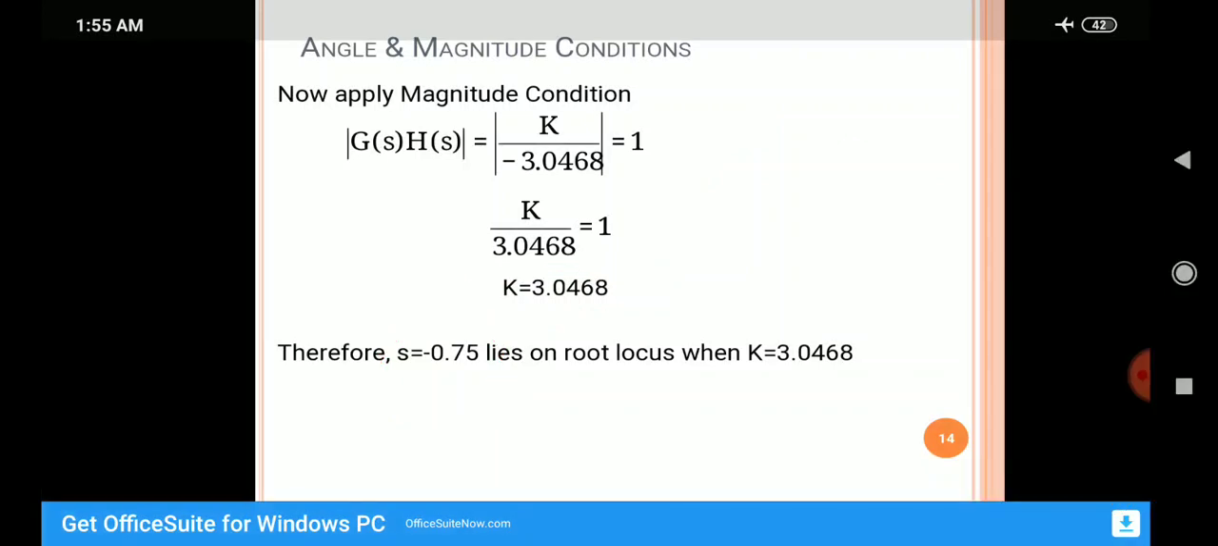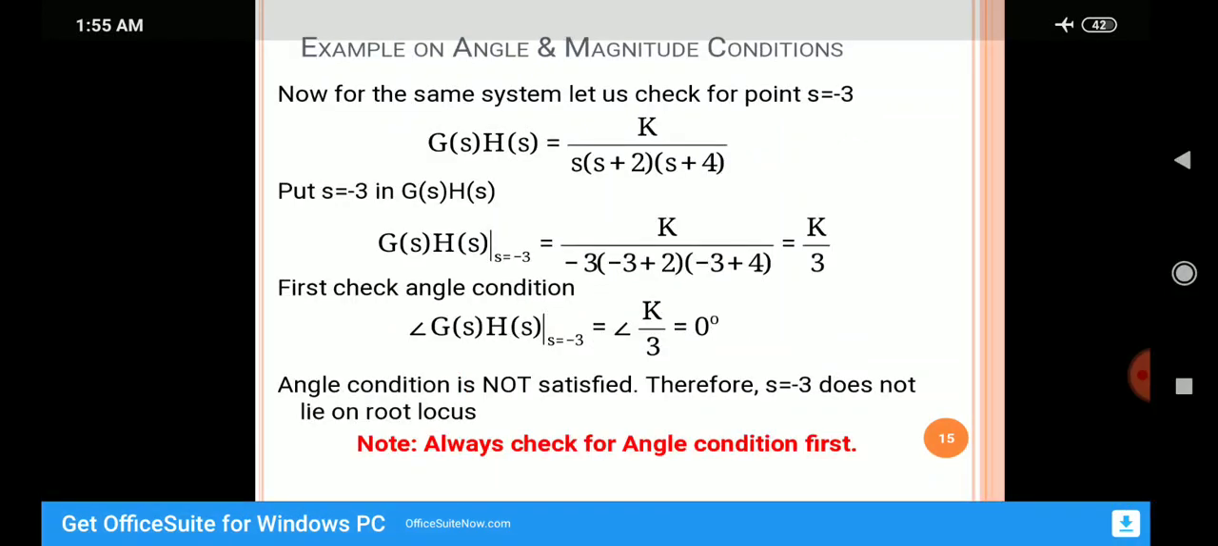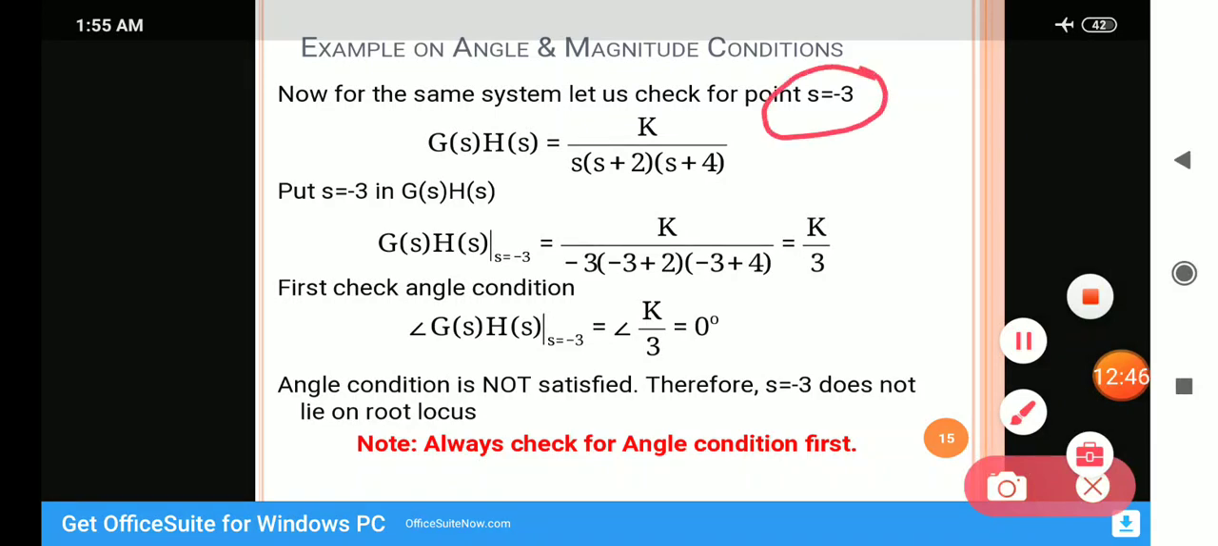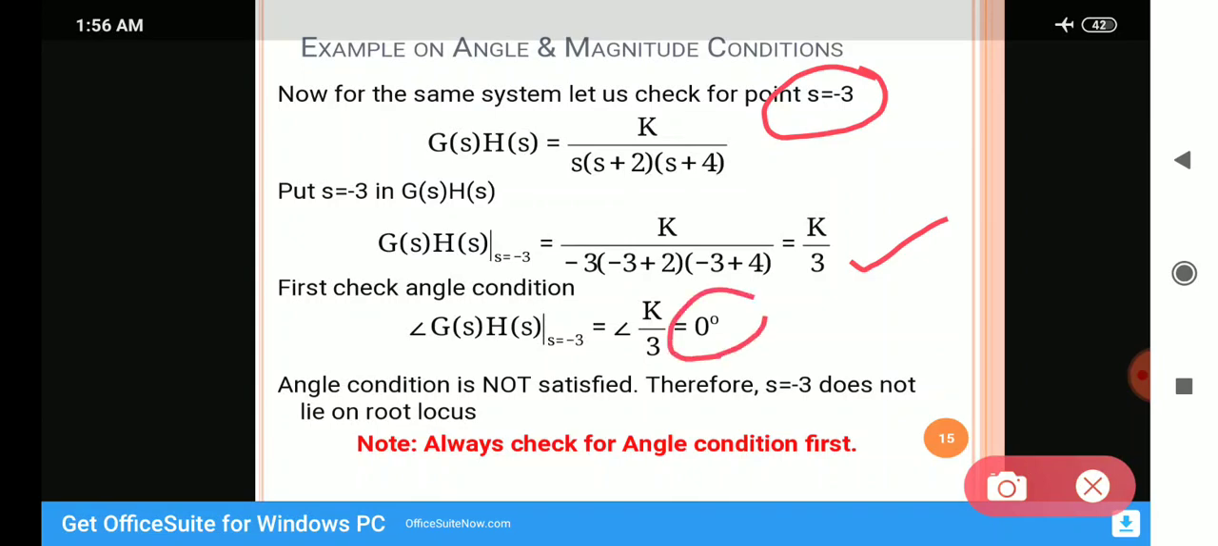We'll take another example. Consider this another point where S is minus 3. Again the same question: what is the value of K for which the point S equal to minus 3 will lie on the root locus? We follow the same procedure, where at S equal to minus 3 we get the open loop transfer function value as K divided by 3. Now check the angle condition. The angle of K divided by 3 turns out to be 0.